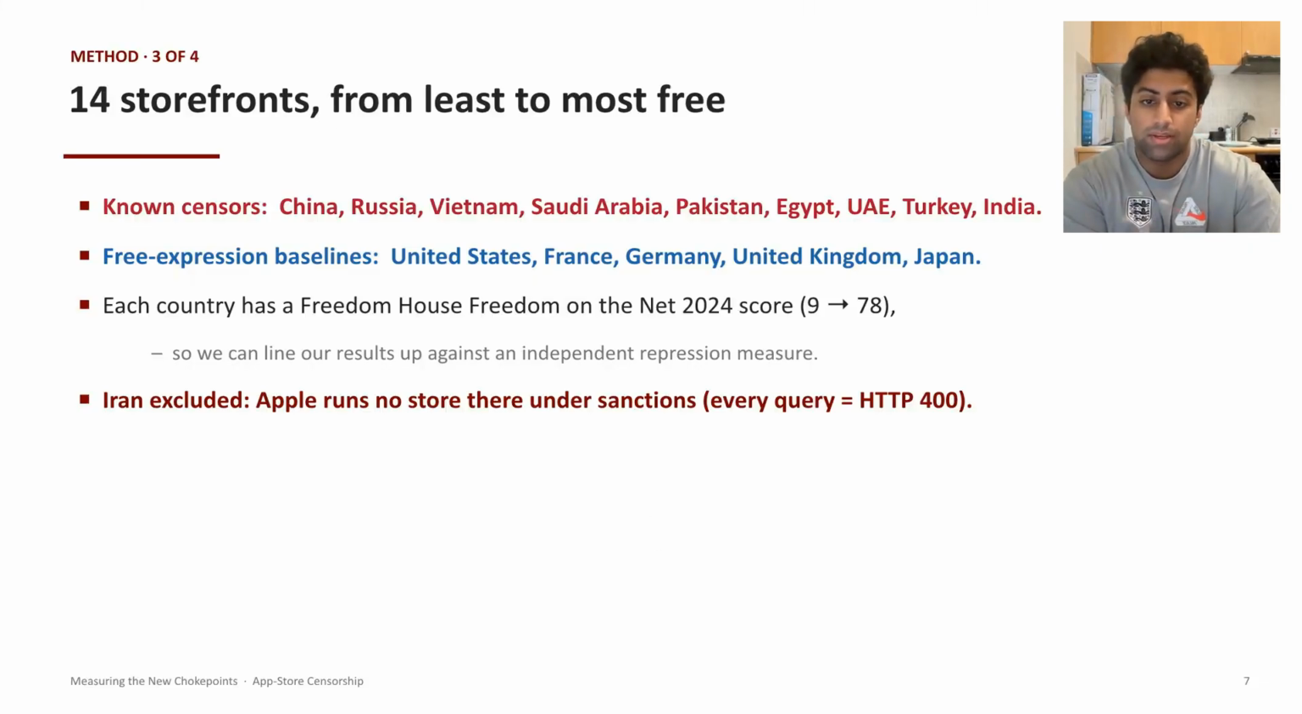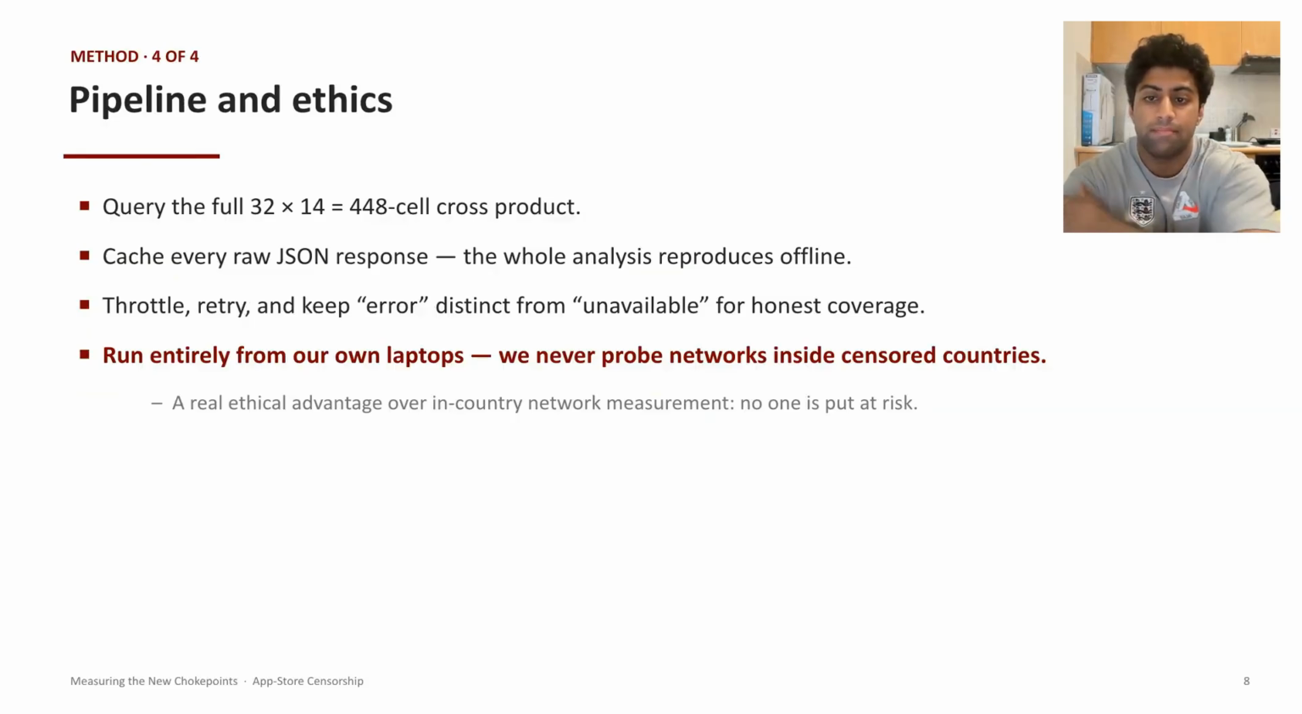The third thing we did was create a pipeline that queries all 32 apps across all 14 countries, so 448 combinations, and it caches every raw response, so the whole analysis reproduces offline. One important design point: we keep errors separate from unavailable, so we never mistake a network hiccup for a removal. And the whole thing runs from our laptop, so we never touch the network inside the censored country, and no one's put at risk. That's a pretty useful ethical advantage for us.